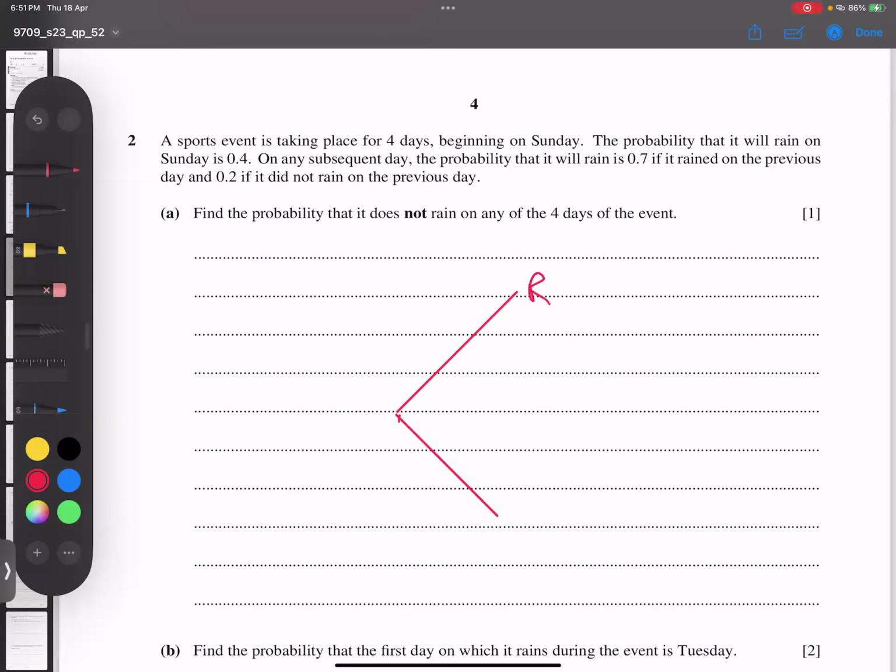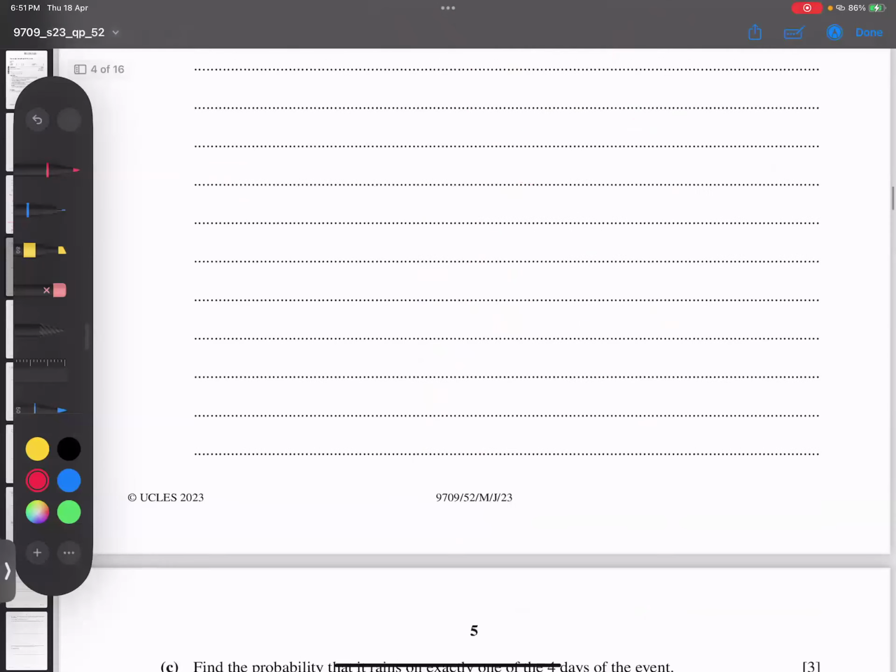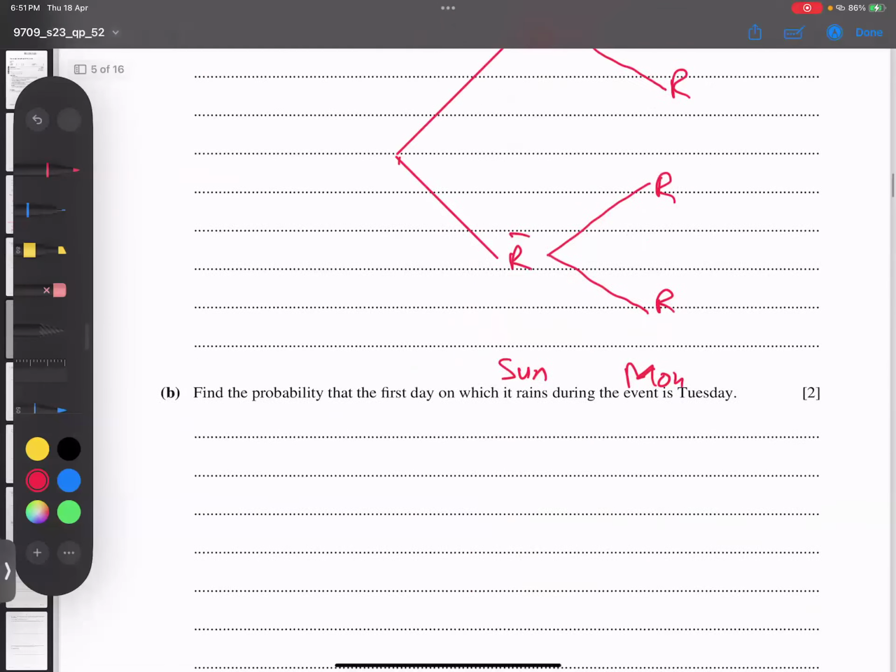So rain and not rain. This is Sunday. Then rain and not rain. Rain and not rain. This is a Monday. Actually, the diagram I'm making is not just for this one part. Maybe it will help you in part number 2 and even part number 3.